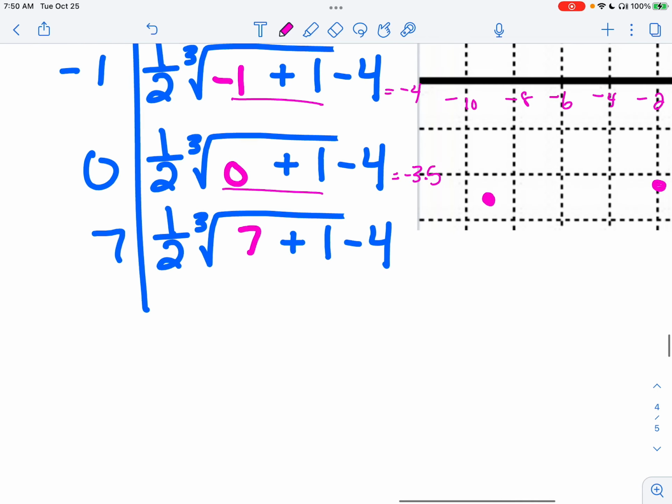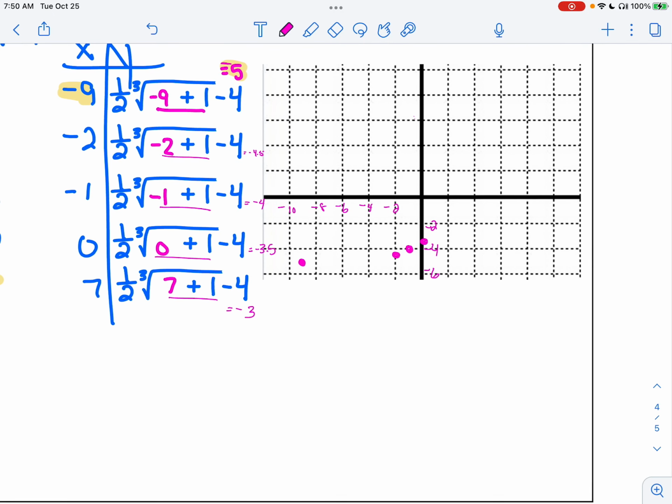And plugging in 7, I get the cube root of 8, which is 2 times 1/2 is 1 minus 4 is -3. So that's going to be over to the right 7 and down 3. 2, 4, 6, 8. So let's see, there's 7 and there's -3 right here.